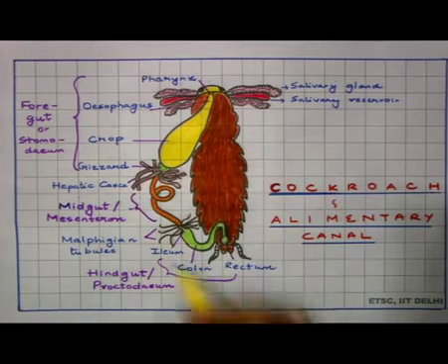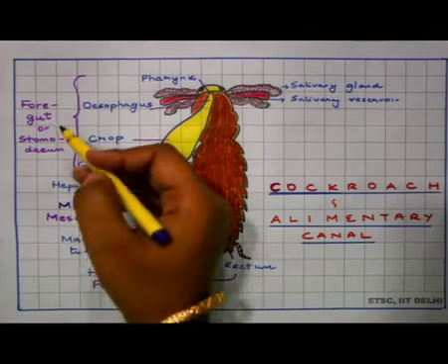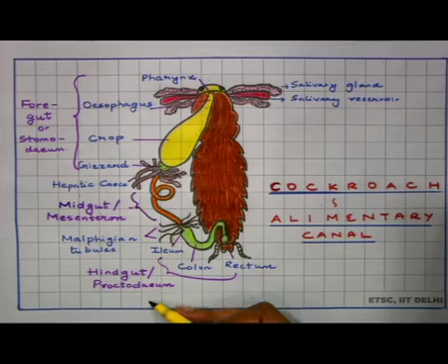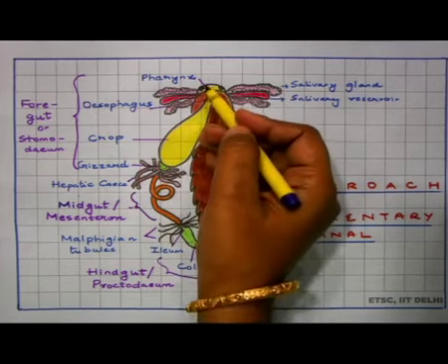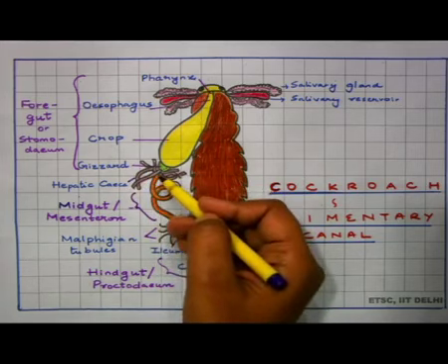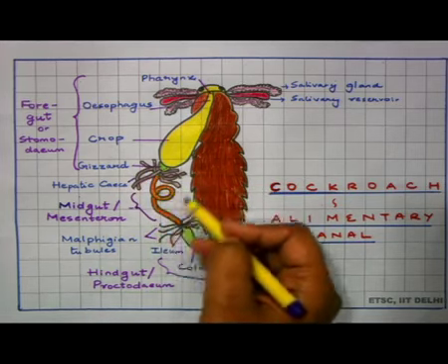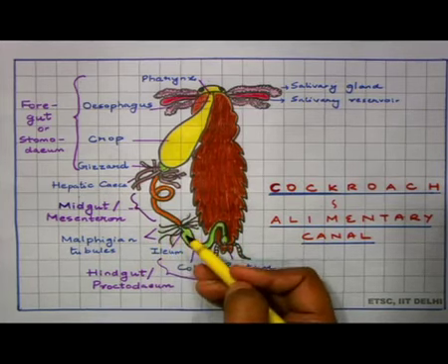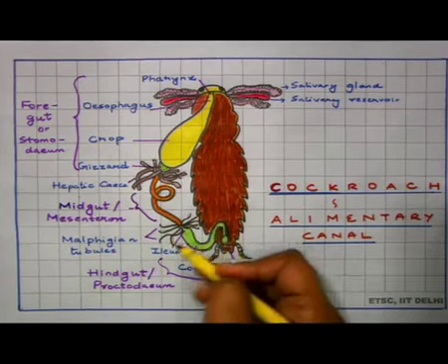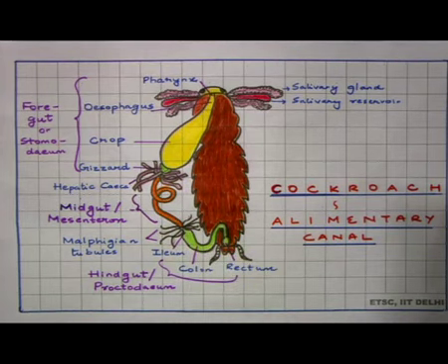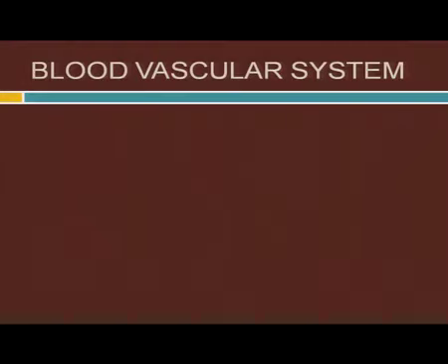So, these are the various parts of the alimentary canal: the foregut, which is also known as stomodeum, then the midgut, and then the hindgut. The foregut comprises the buccal cavity, pharynx, esophagus, crop, and gizzard. Then there are the hepatic ceca, which help in digestion. Then there is the midgut, followed by the Malpighian tubules, which help in excretion, and then the hindgut, which comprises ileum, colon, and rectum, followed by the anus. So, this is all about the alimentary canal of the cockroach.